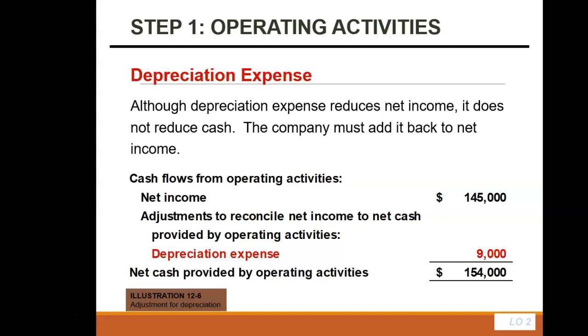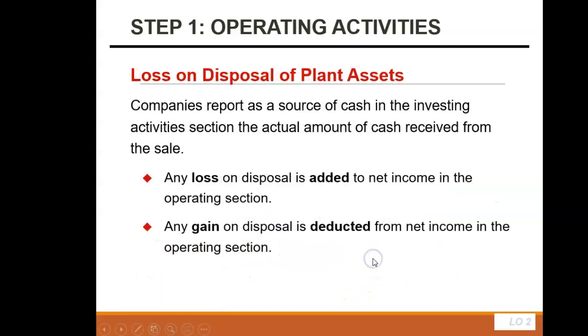So for our example on the income statement, we had an accrual-based net income of $145,000. We're going to add back into that the amount of expense for depreciation that was shown. Remember, it was $6,000 for the building, $3,000 for the equipment. We're going to add back in that $9,000 for depreciation because that is a non-cash expense.